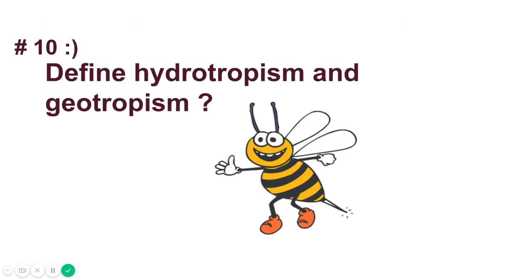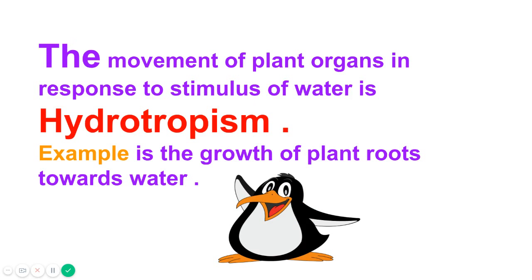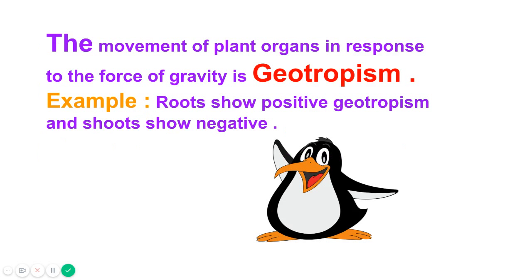Question number 10 is define hydrotropism and geotropism. Students, you know hydro means water and geo means earth. The movement of plant organs in response to stimulus of water is hydrotropism, and the example is the growth of plant roots towards water. So it's very easy. On the other hand, the movement of plant organs in response to the force of gravity is geotropism. And you know, roots show positive geotropism as they are growing towards gravity, and shoots show negative geotropism as they are growing away from the gravity.